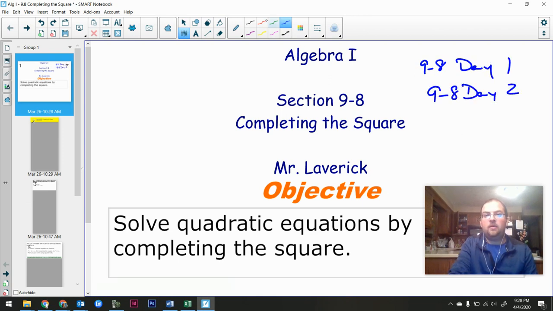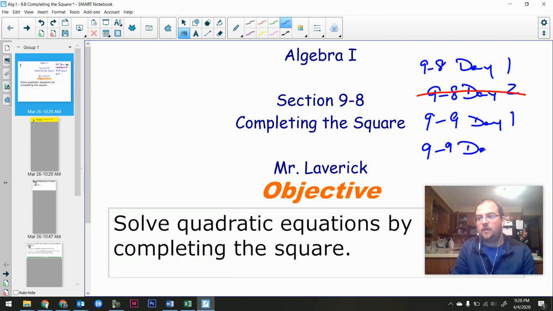We have decided you can just take 9.8 day 2 out and just crumple it up and throw it away. Use it as toilet paper if you're running out. 9.9 day 1, we're going to do that one. 9.9 day 2, more TP. You can cross that out.